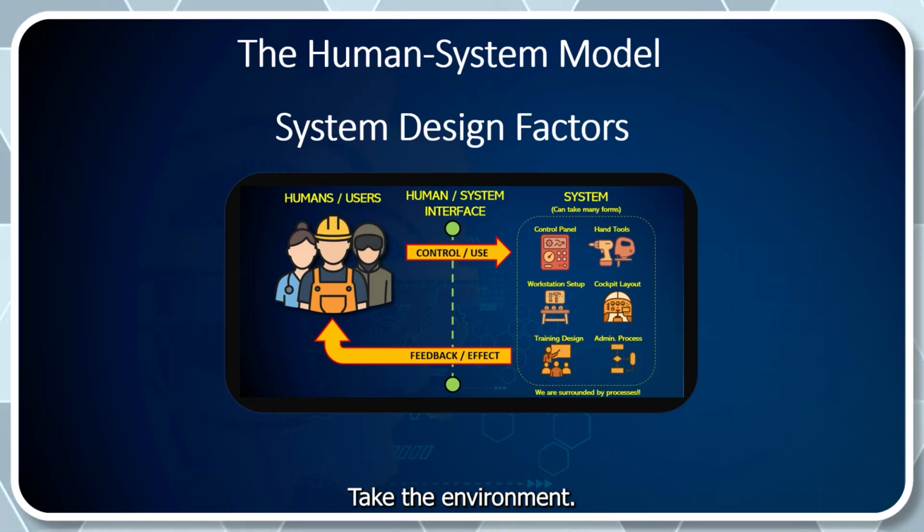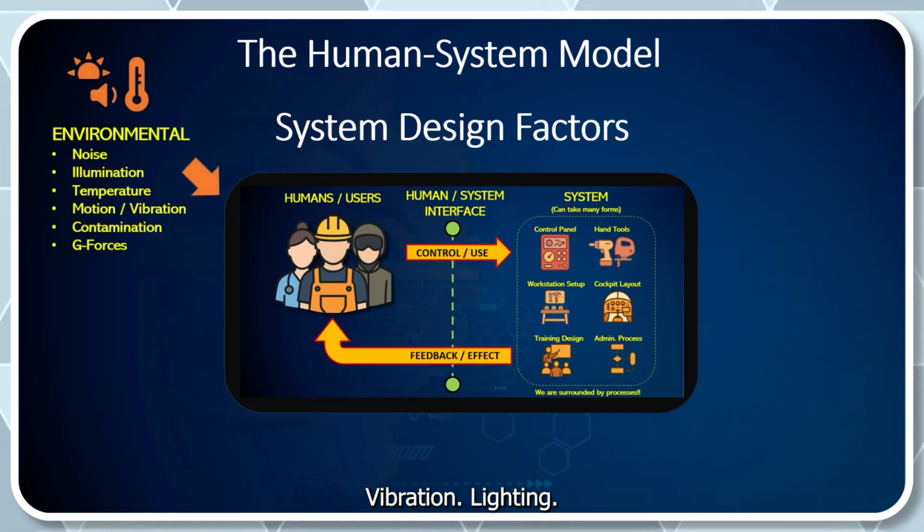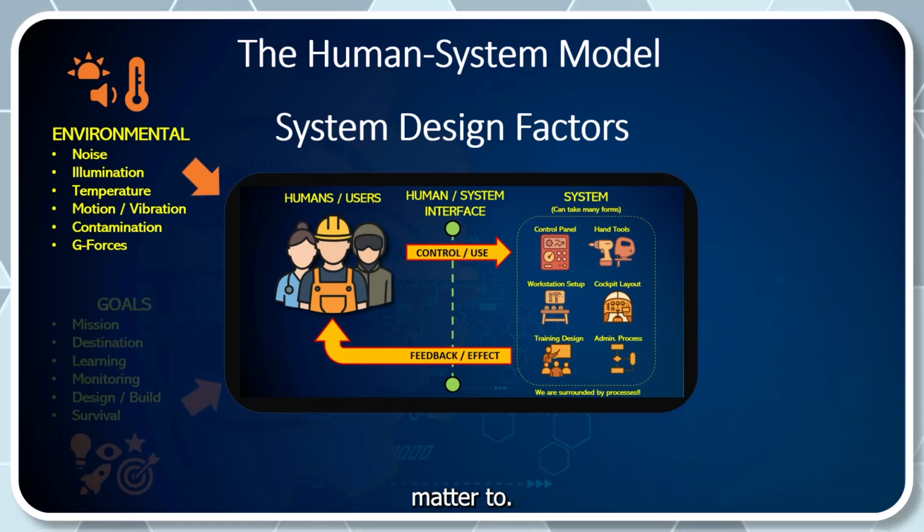Take the environment: noise, temperature, vibration, lighting. These all affect how usable a system really is. A control panel, for instance, that's easy to use in a quiet office may be totally unreadable in a dim, vibrating truck cab. The goals of a system matter too.